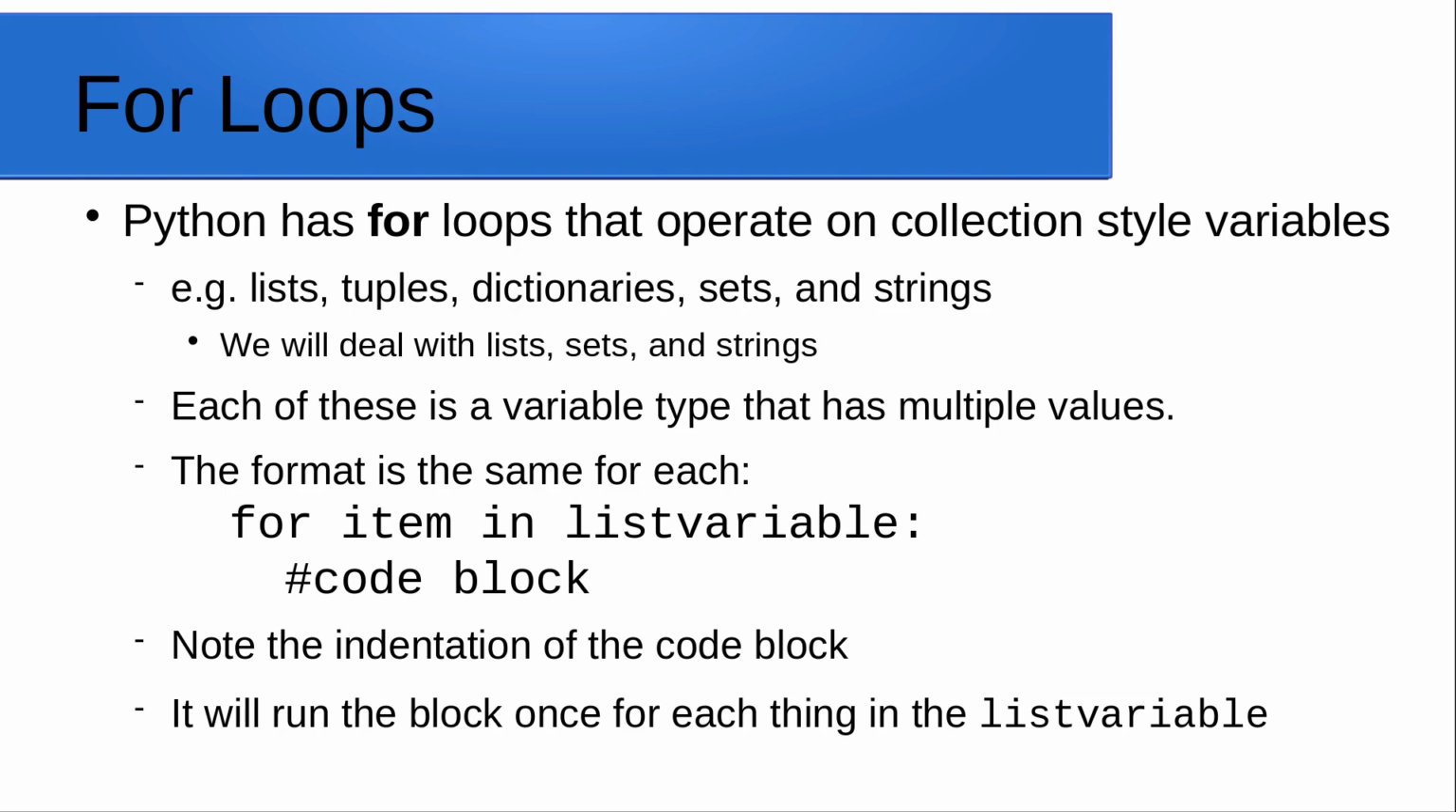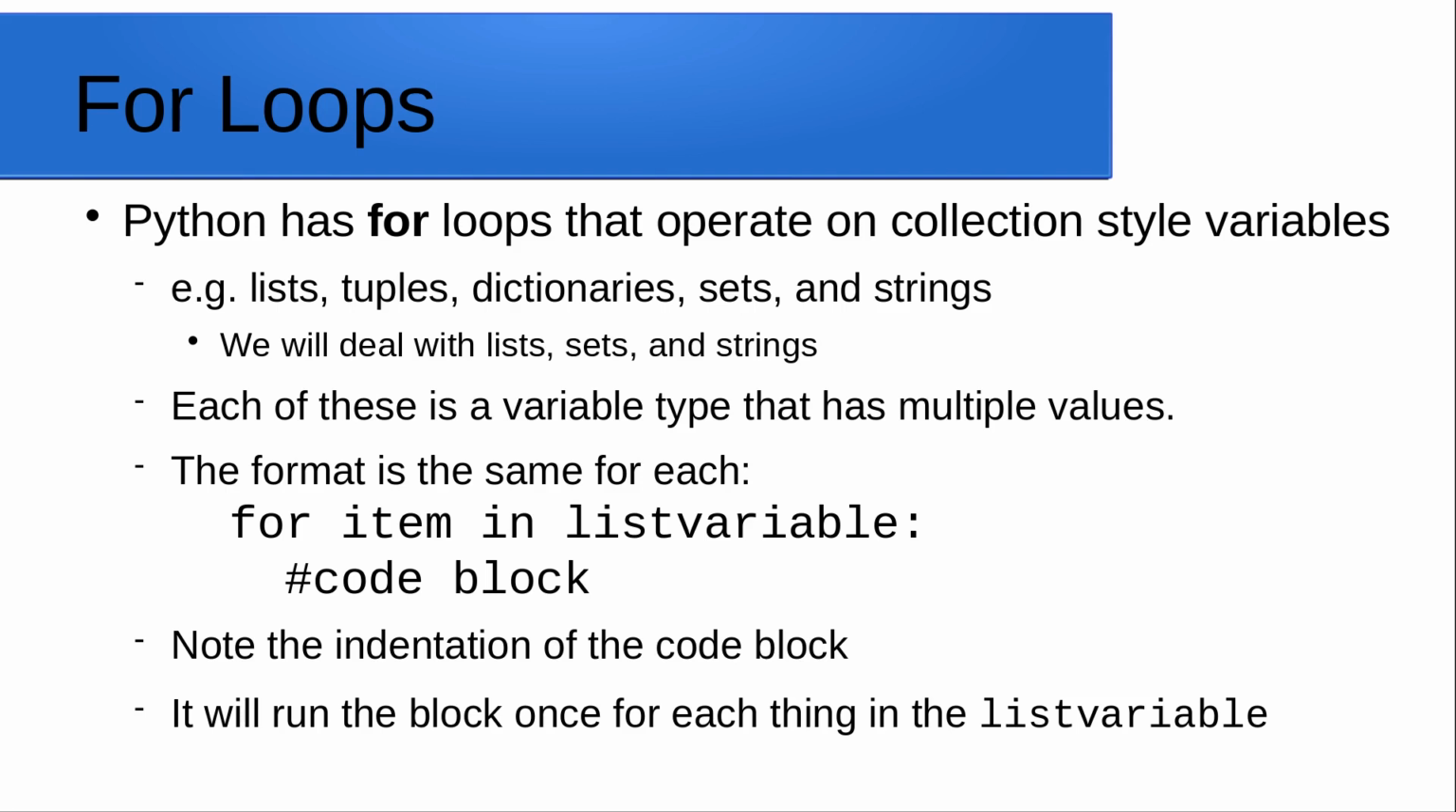The main reason we're going to use a for loop is to operate on any of our collection style variables. So that could be, well, in Python, that's lists, tuples, dictionary, sets, and strings. I'm only going to deal with lists, sets, and strings. There's enough here already, and honestly, those are the big three that you're going to deal with if you're running this as a system administrator and not as a programmer. The common thread between each of those variable types is they're a collection style variable. It's a type that has a name with multiple values stored under that one name.